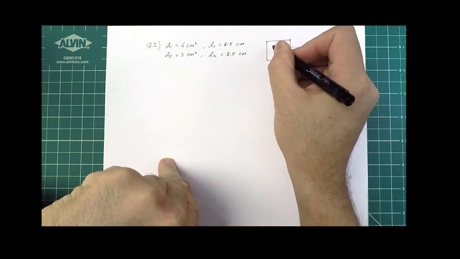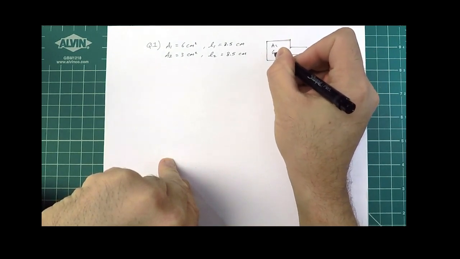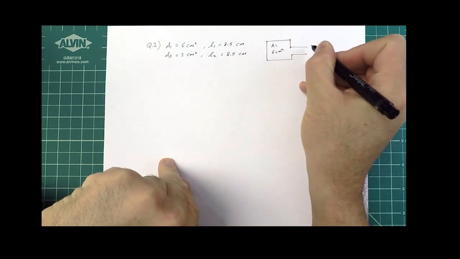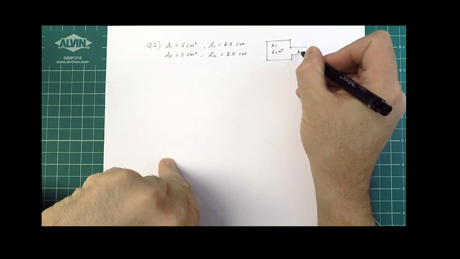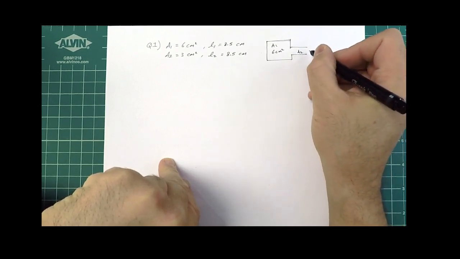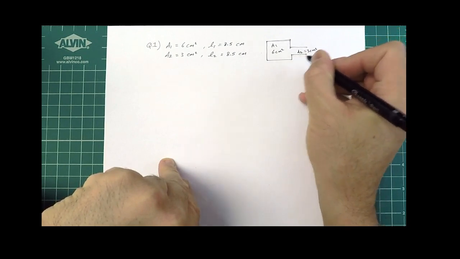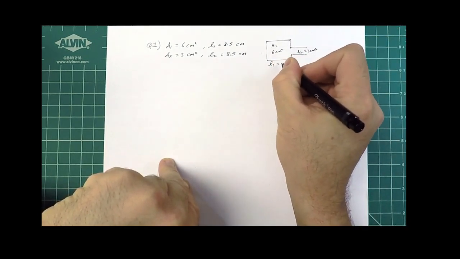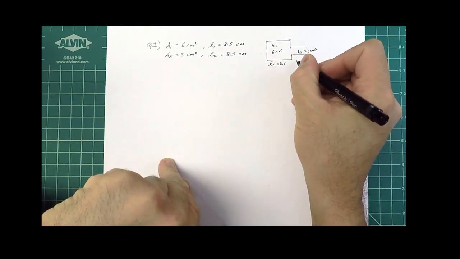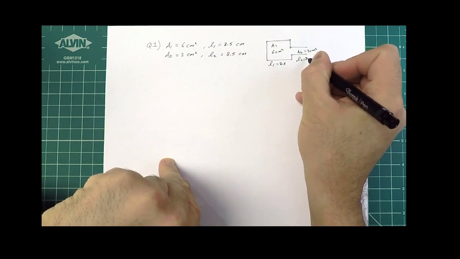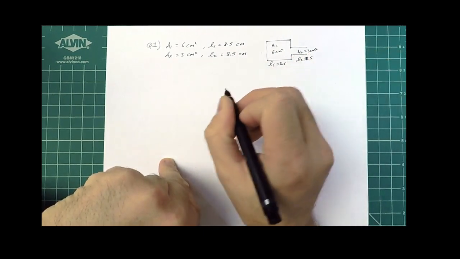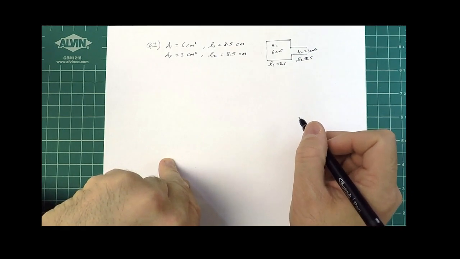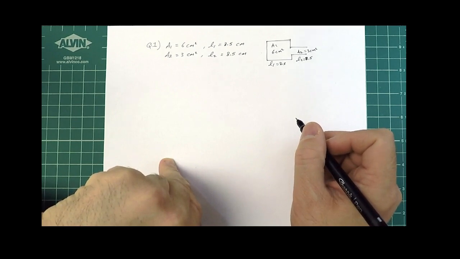Okay, so this is area 1, 6 centimeters square, area 2, which equals 3 centimeters square, L1 equals 8.5, and L2 equals 8.5 as well. Okay, so we want to find the first three formants.